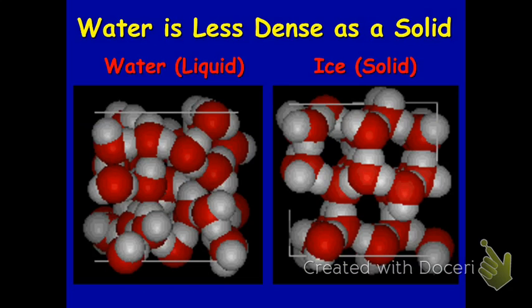Very few liquids, there might be some out there, but none that are very common anyways, have this property where the solid is less dense. The solid is less dense than its liquid. And in that case, it's water.